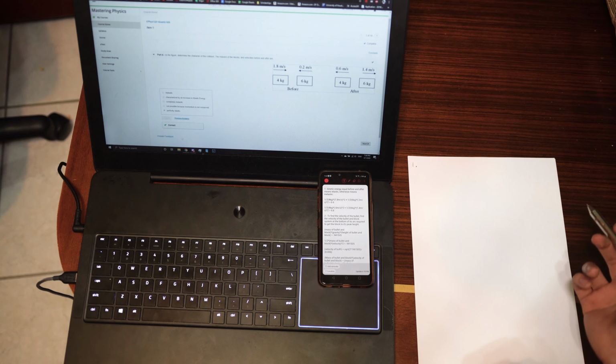If you do the same thing for after the collision, you then have the same thing, 1/2 mass times velocity squared, you're going to get 6.6 again. Since these two numbers are equal, your collision is elastic. And that's the answer for this problem. It's a perfectly elastic collision.